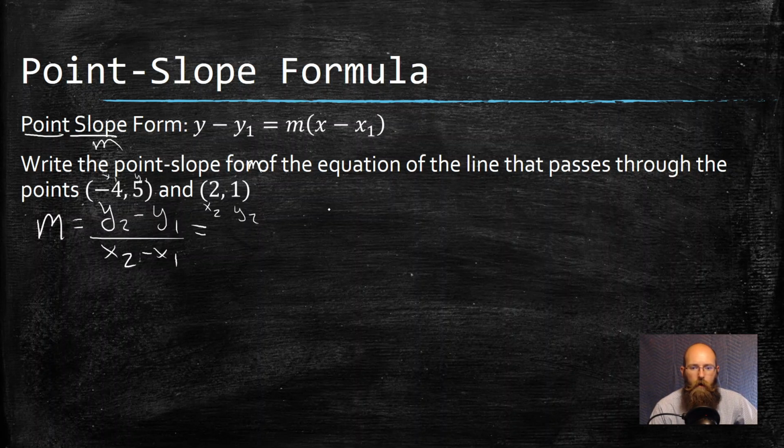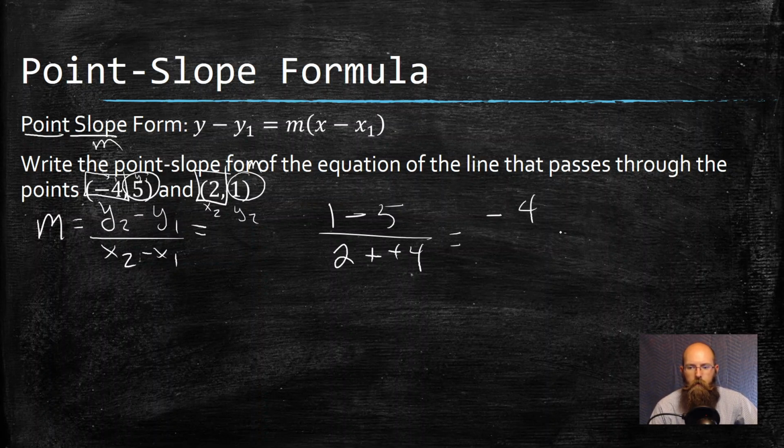So y2 is 1 minus y1, which is 5. So I picked this number minus this number. That's dividing by x2, which is 2, minus a negative 4. So that's the 2 here and the 4 there. Double negatives on my denominator, which means I add. 1 minus 5 gets me a negative 4. 2 plus 4 gets me 6.